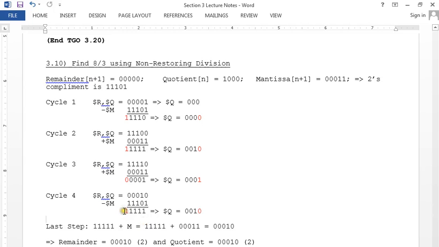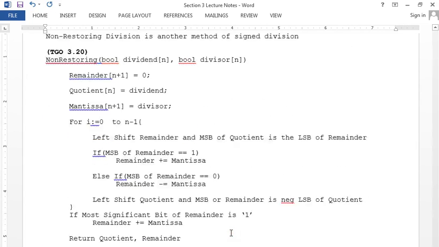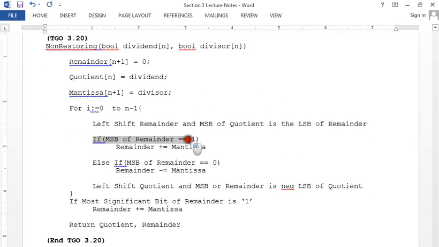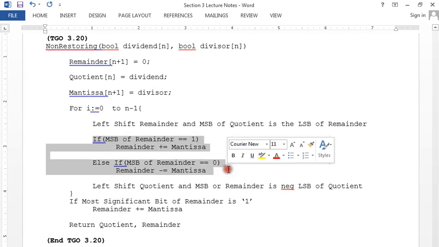Now, since the most significant bit of the remainder is 1, we're going to add the mantissa again here, right? So now if you add these together, this becomes 0, 0, 0, 1, 0. So now we have quotient 2, remainder of 2. So just to clarify, if the most significant bit is 1, you add the mantissa, else you're going to subtract it.